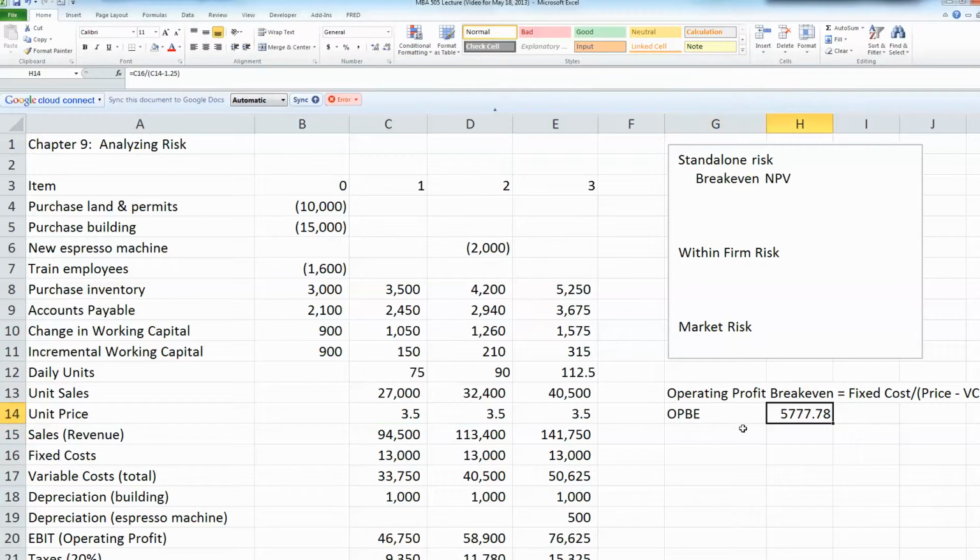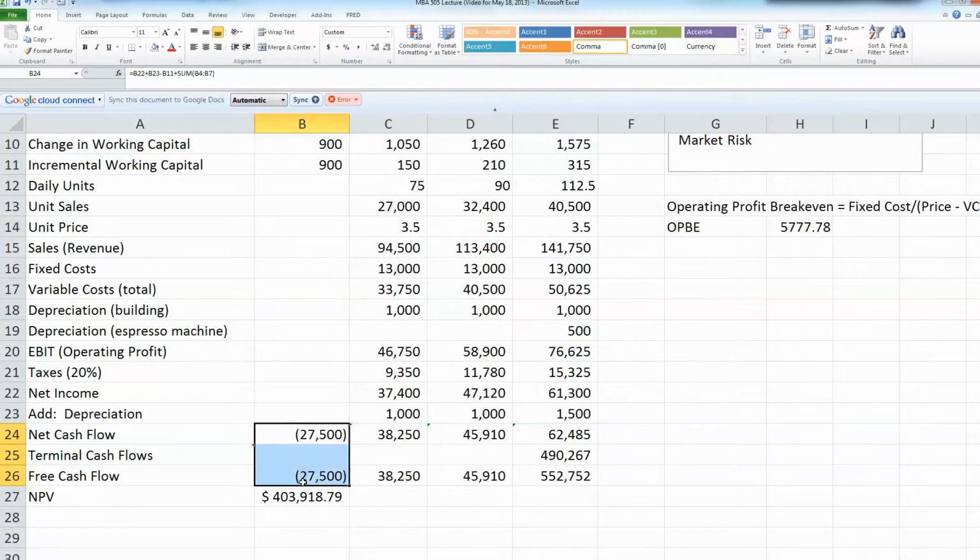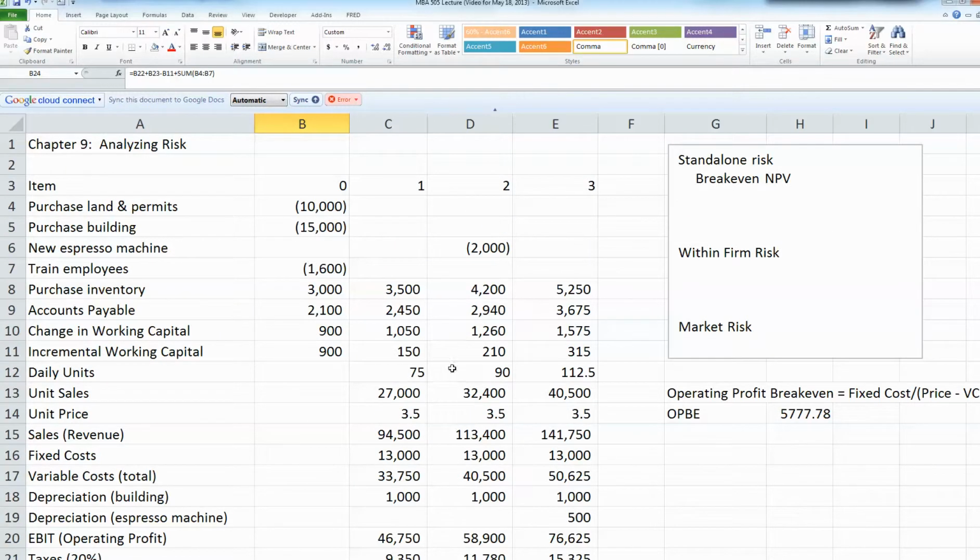So that tells me for the company to break even in terms of operating profit, we would have to sell 5,778 units a year. And these are quoted on a daily basis, so that's why they're much lower than the value that's over here. Now the problem with this formula is it completely ignores that initial cost of the investment. It ignores the fact that I expect growth in subsequent years.